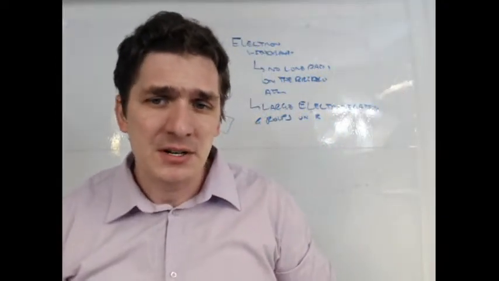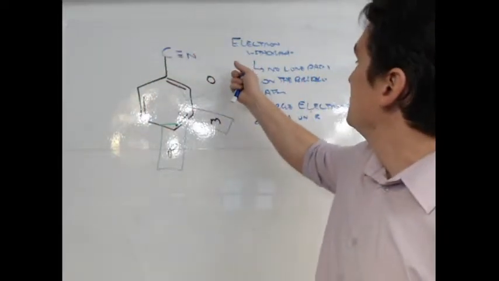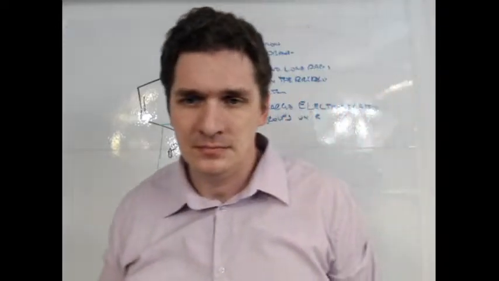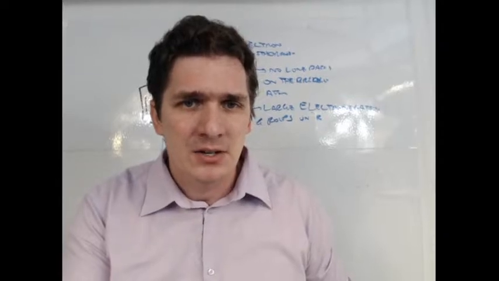Now there are exceptions in here. There's SO3H. It still meets this condition. There's no lone pairs on the sulfur, but you just kind of have to draw the Lewis structure.